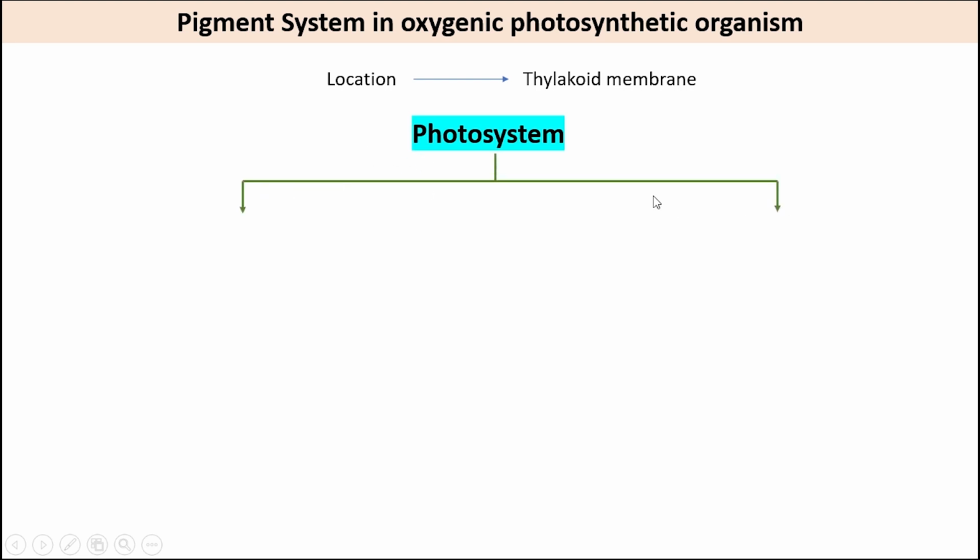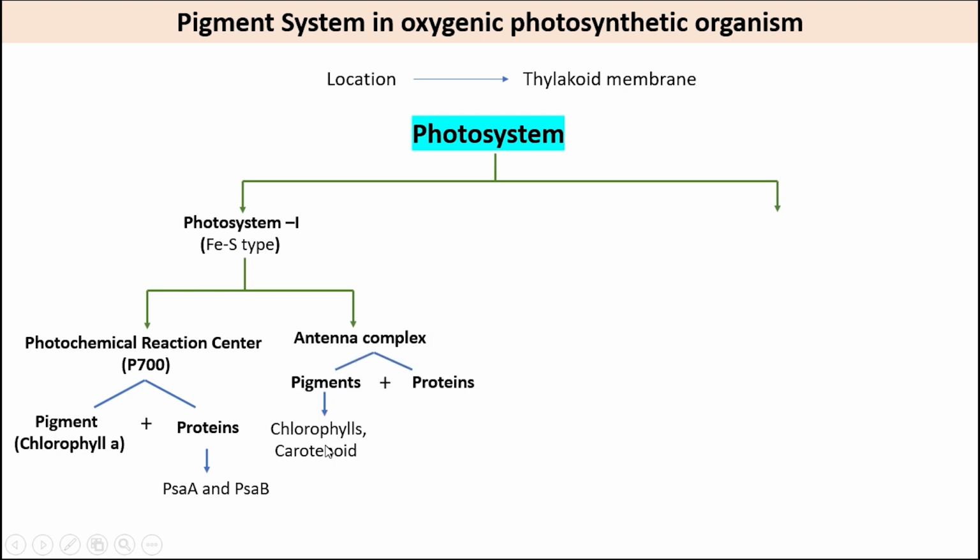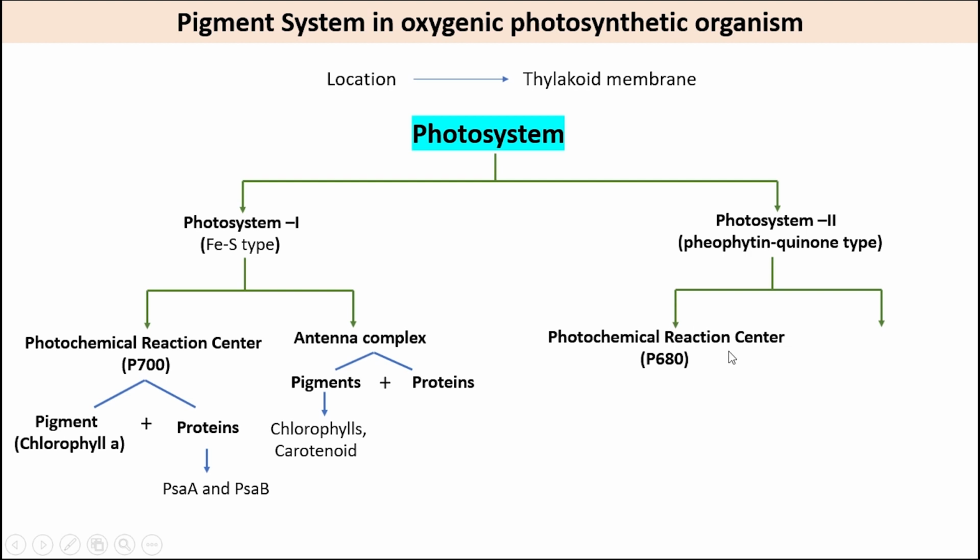One is photosystem 1. It is also known as FeS type. Photosystem 1 has photochemical reaction center, P700, which has chlorophyll and proteins like PsaA and PsaB. Antenna complex has pigments like chlorophylls, carotenoids, and proteins. Photosystem 2 is also known as pheophytin-quinone type. Photosystem 2 has photochemical reaction center, P680, which has chlorophyll and proteins like D1 and D2 and antenna complex.